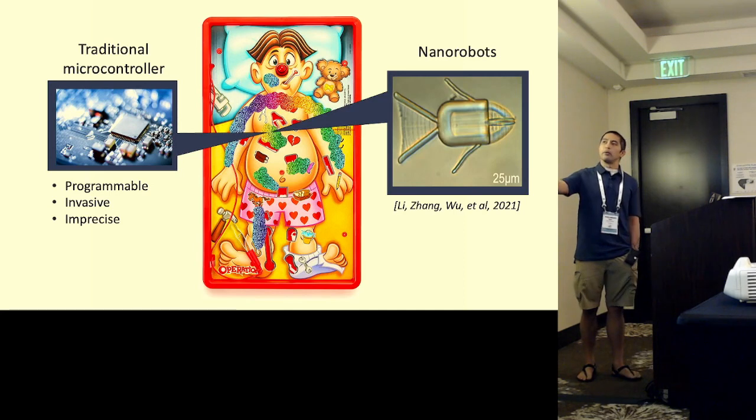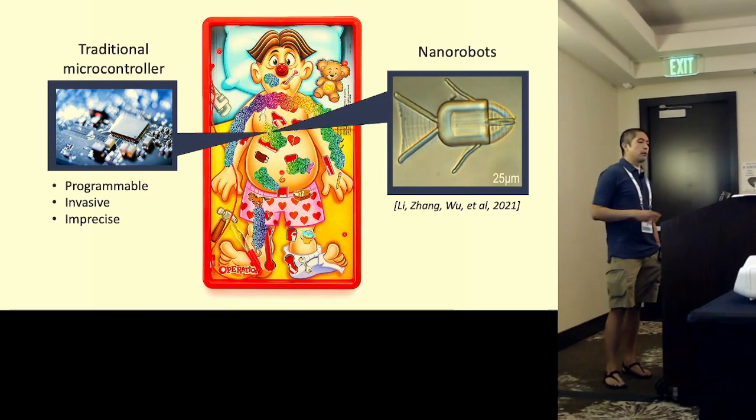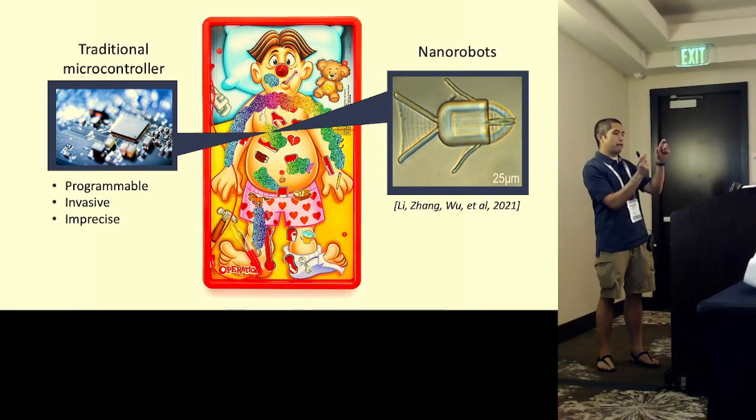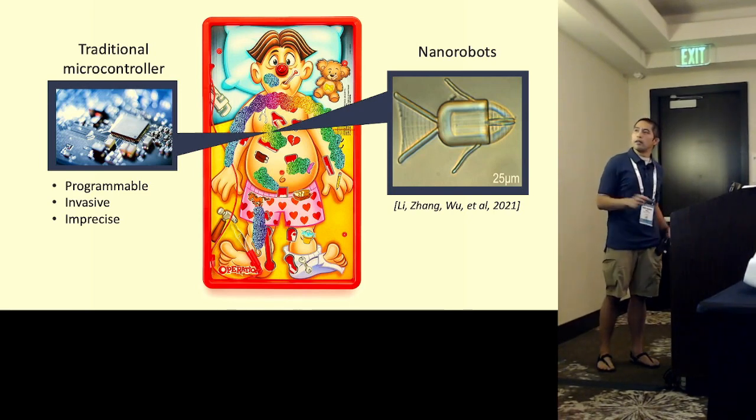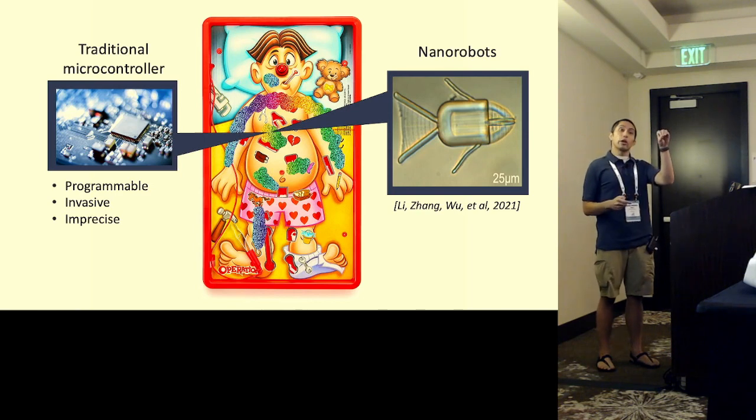And here's an example of a nanorobot by Li Zhang and Wu from 2021. It's a little fish robot, and the idea behind it is that it's a little fish shape, 25 nanometers or so in size, with a little mouth, and it stays closed. And it has a little drug payload inside of it.